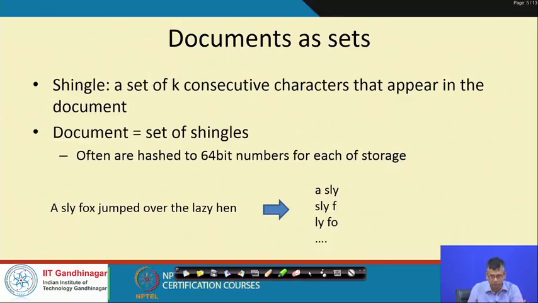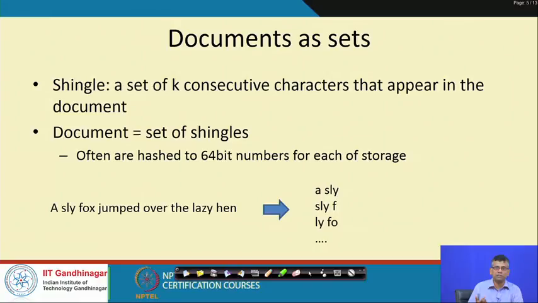Suppose you want to create a shingle of size 5, so k equals 5. You slide a window of size 5 over the document, which is only one sentence. The first shingle is "A SLY", maybe the next shingle is "SLYF", and the next is "LYFO", then " FO", and you keep on creating these shingles, and then you hash them and store the list of these shingles.